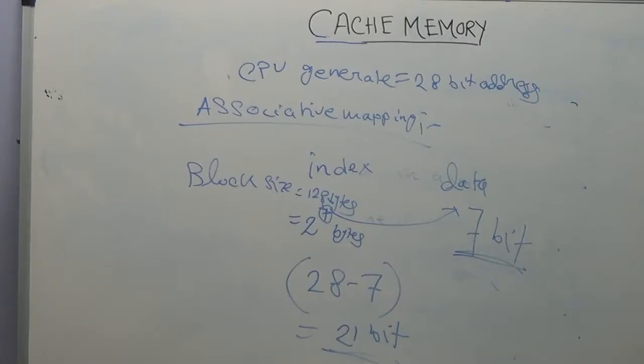The data field is calculated from the block size. The given block size is equal to 120 bytes, and we have to convert the 120 bytes into 2 to the power 7 bytes. From here we get the value of the data field equal to 7 bit, and from the given problem we know that the total address equals 28 bit. So we get the remaining index field equal to 28 minus 7, that means 21 bit. So under the associative mapping technique we get the value of the index field equal to 21 bit and data equal to 7 bit.